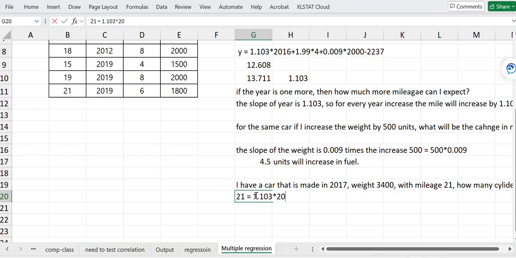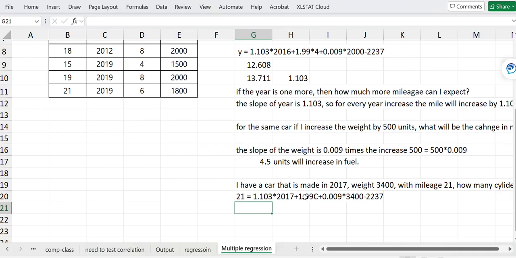21 equal to 1.103 multiplied by 2017, because 2017 model, plus 1.99x, because we don't know the cylinder, right? So I will call it x or c. We don't know the cylinder. We have to find out what it is. Plus 0.009, how much weight? 3400 minus 2237. This is our equation. Now I must keep 1.99c on one side, all others on the other side.